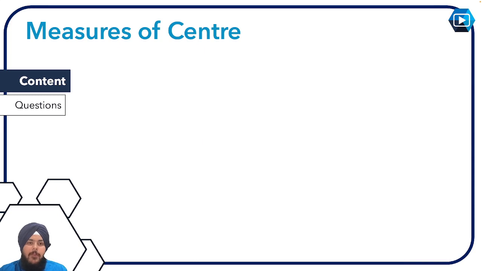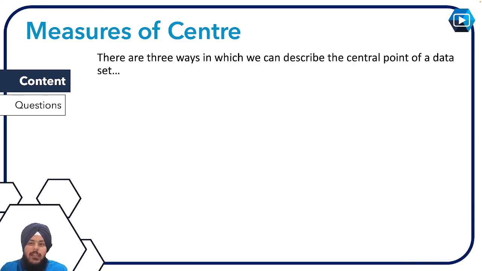So now we'll be looking at the measures of center. A measure of center is just a way of measuring or describing the central point, or the central tendency, of the data. There are 3 ways in which we can do this.